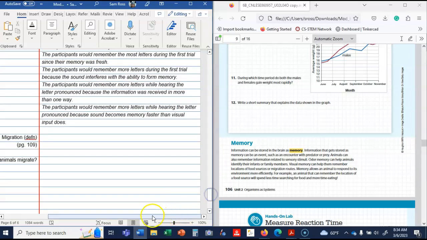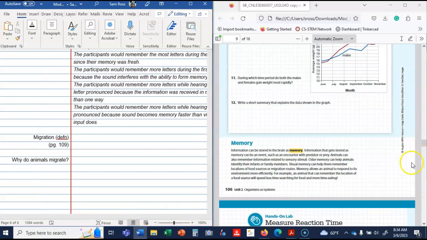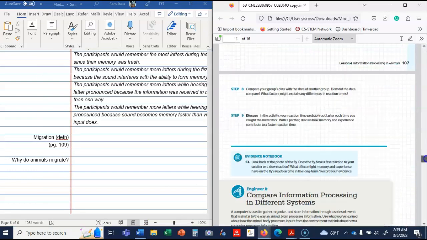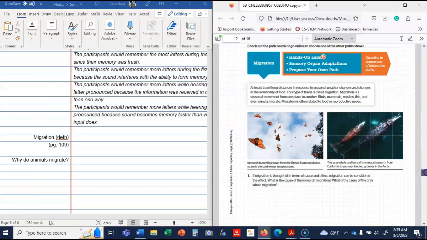Okay, and then I think this is the last of it. Migration and why do animals migrate? 109. So this is 107, 108. This is 109.